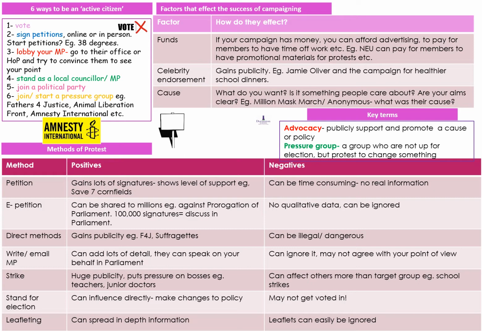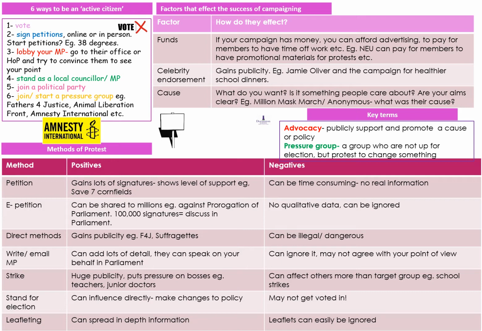You can also go and lobby your MP. To lobby someone means that you just keep protesting to them. So you can email them, you can go and see them at the Houses of Parliament and try and convince them to see your point of view. You guys, when you're older, can stand as a local councillor or an MP, and that's the brilliant part about living in a democracy. You don't have to be born into power, you can become powerful.